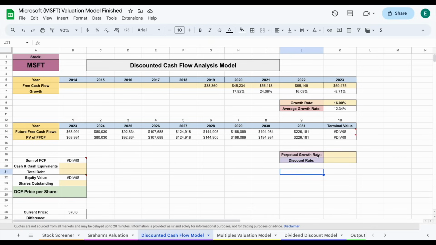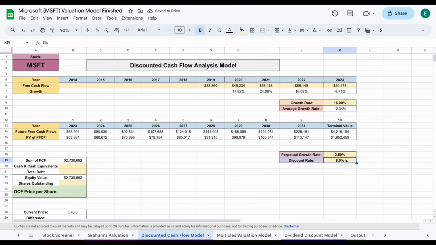A perpetual growth rate is essentially the rate at which the economy grows moving forward. For the most part, this is going to sit at around 2.5%. That's a number I typically don't change. I keep it at 2.5%. But now we have our discount rate. There are ways that you can manually calculate discount rate, but most investors will use around 7 to 9%, depending on the type of business you're looking at. Let's say in the case of Microsoft, we want to use a discount rate of around 8%.